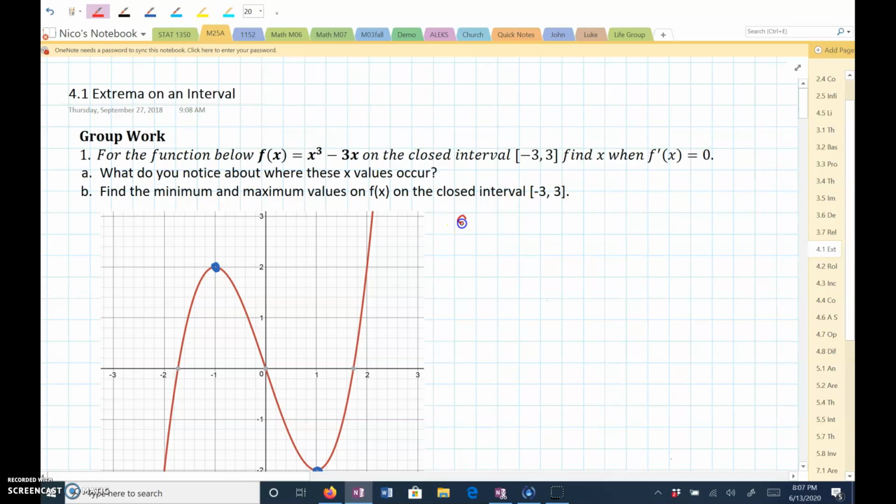So they want us to take this function and figure out the x values where the derivative of f of x equals 0. So the first thing I have to do is take the derivative of this function, which should be an easy derivative for us by now. This would be 3x squared minus 3, power rule. Okay.